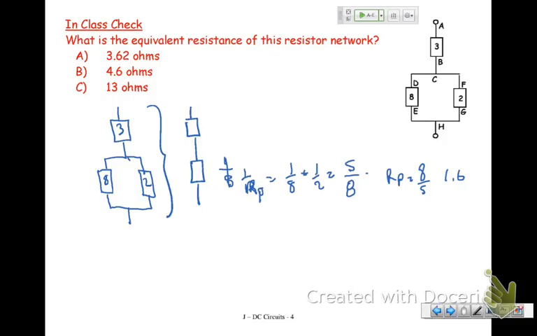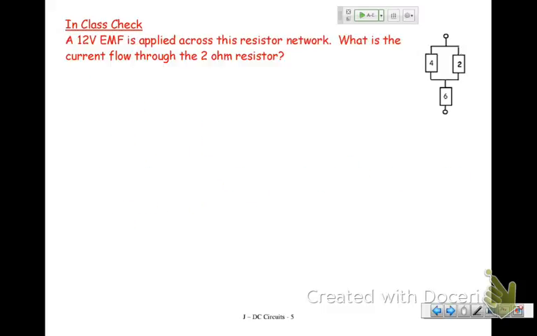So that's what we're doing here. It'd be nice if there was an answer on that one, but we'll skip it. So this is the next level. Look, a 12-volt electromotive force is applied across this. What is the current flow through the 2 ohm resistor?